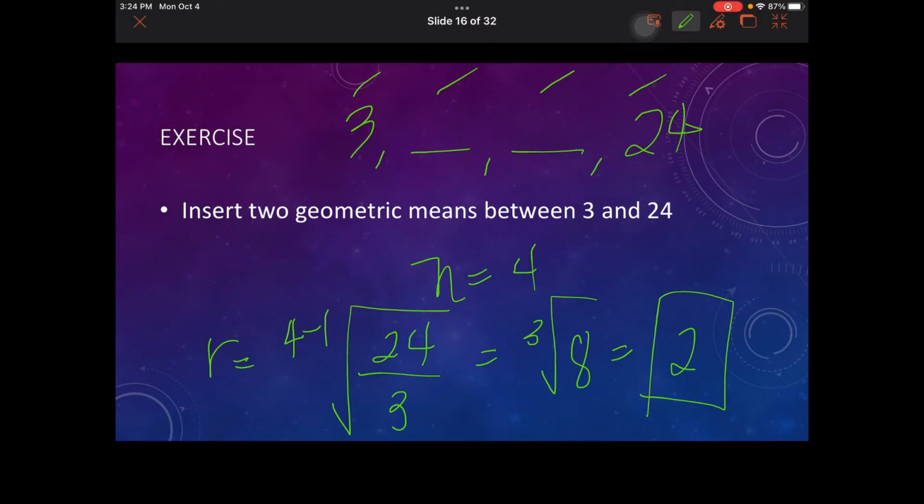Siyempre, hindi pa yan yung final answer natin. I-multiply pa po natin siya sa ating first term. So, 2 times 3, that is 6. 6 times 2 is 12. If you want to check kung tama ang inyong sagot, mag-multiply ka ulit. Kapag nakuha mo yung susunod na term, then you are right. Yay!